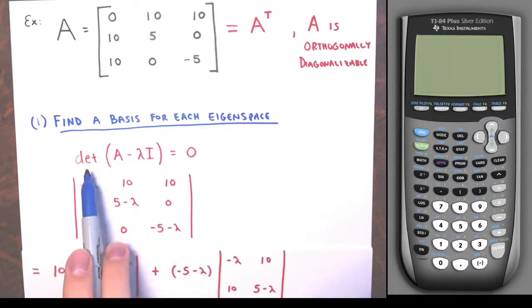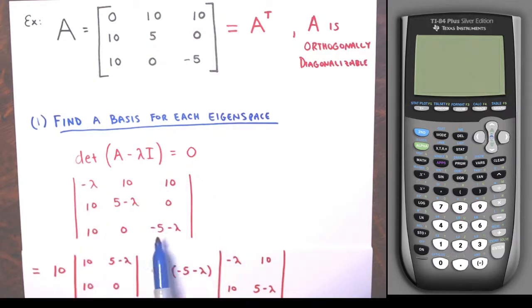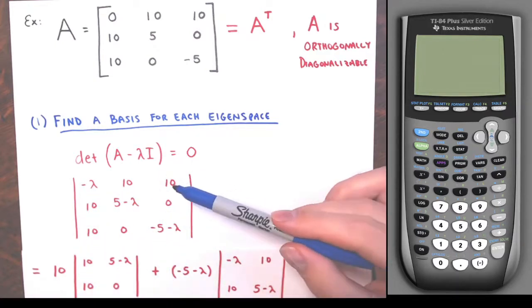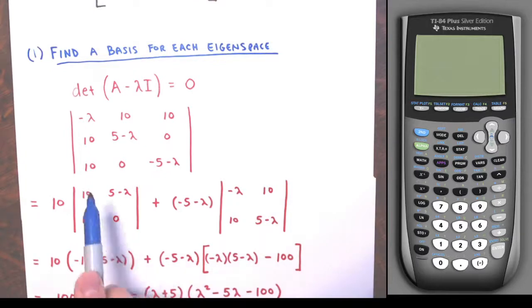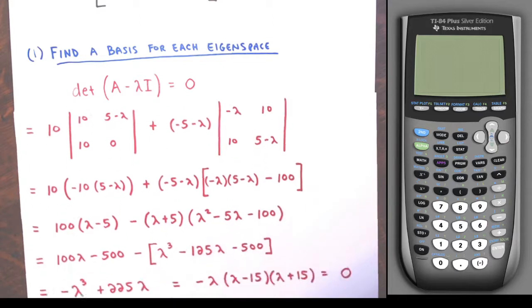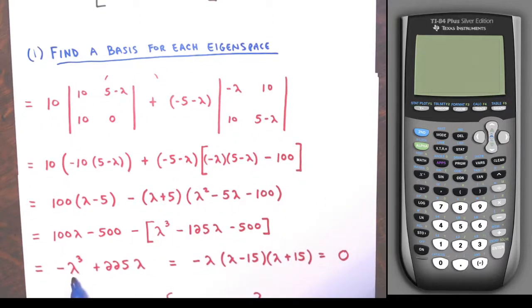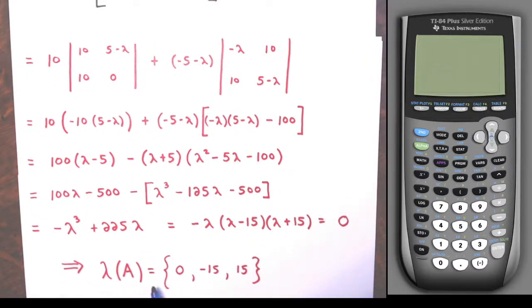Alright, so finding the eigenvalues, I was solving the characteristic equation. When is the determinant of A minus lambda I equal to 0? Here's A minus lambda I. I did cofactor expansion down the third column, or the third row, since it's symmetric, you could say this. So here it is, and then I expanded, got down to eventually the polynomial negative lambda cubed plus 225 lambda, which factors to negative lambda times (lambda minus 15) times (lambda plus 15). So the eigenvalues, the spectrum of A, has the values 0, negative 15, and positive 15.